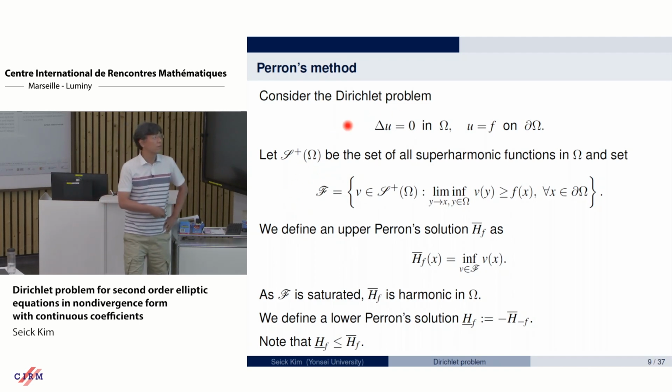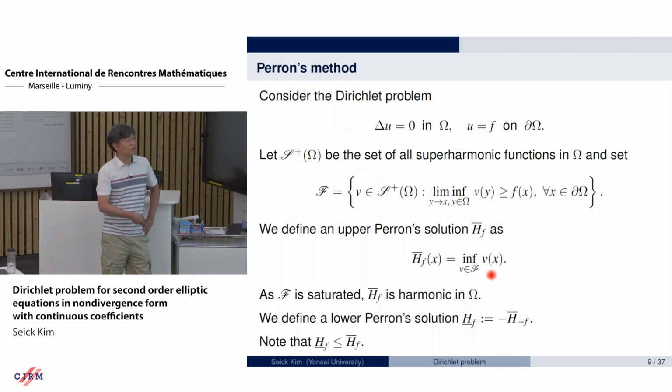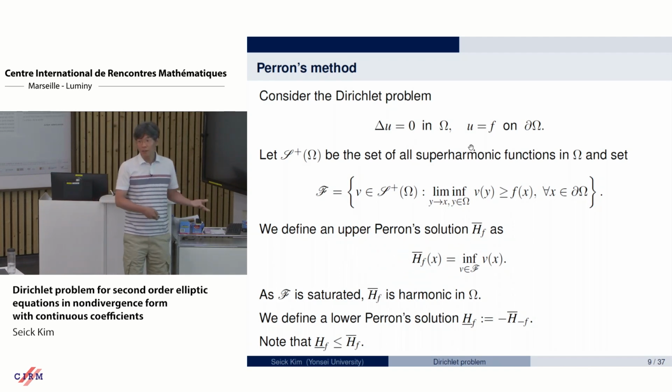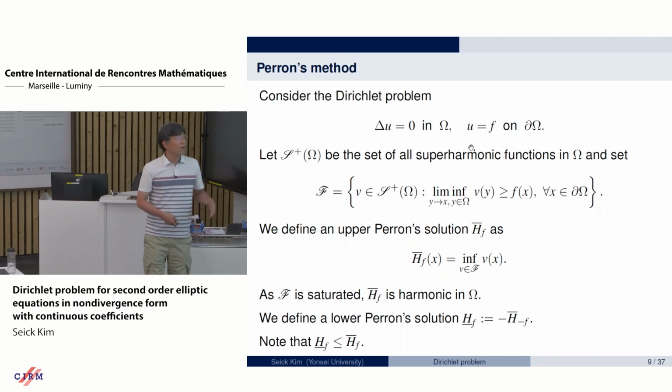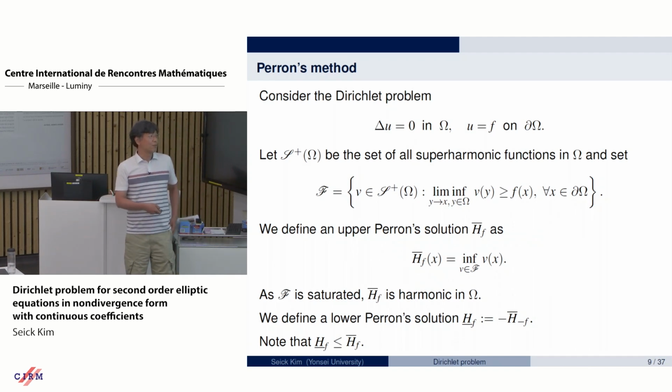So you can define, if you just take the infimum of this V, okay? And this I want to call the upper Perron solution. So this is a solution in omega. And then, okay, you cannot really say that the boundary value is achieved, but I'm going to get to that point soon.